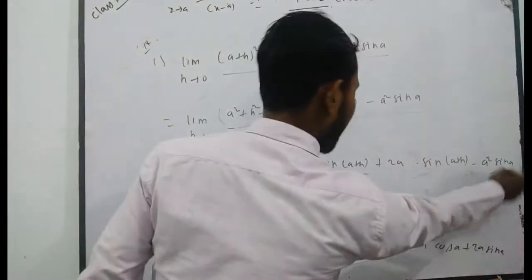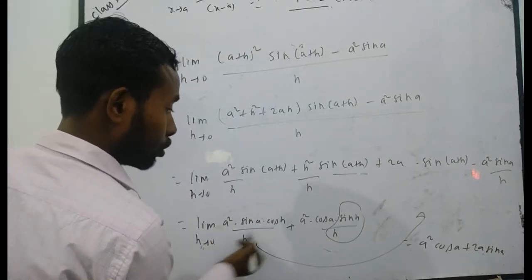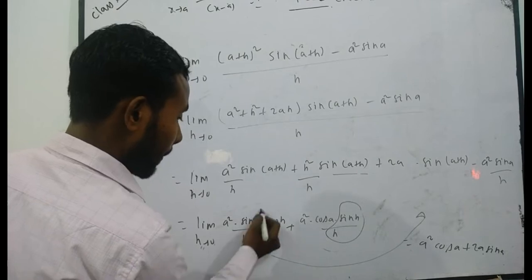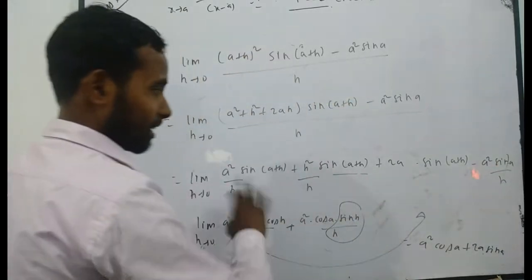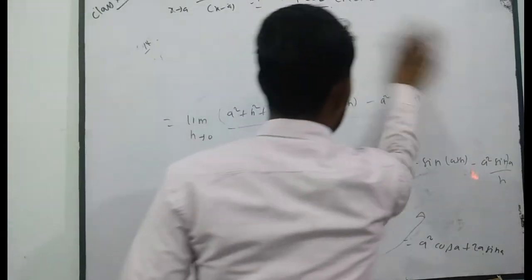As you know, a square sin a by h, here you can see a square sin a by h, because cos h as h tends to 0 is equal to 1. Finally you can vanish this term. Similarly you can solve it. This is very easy, no trouble.